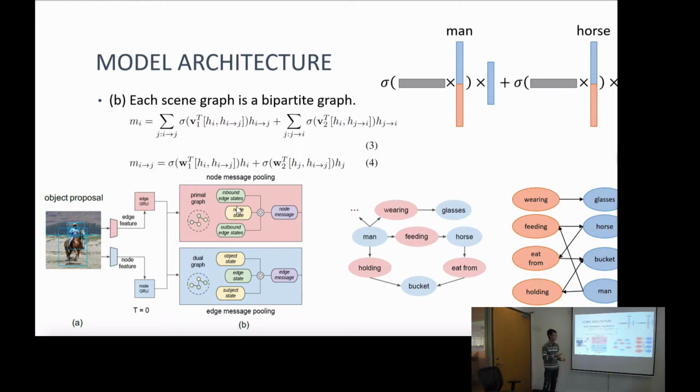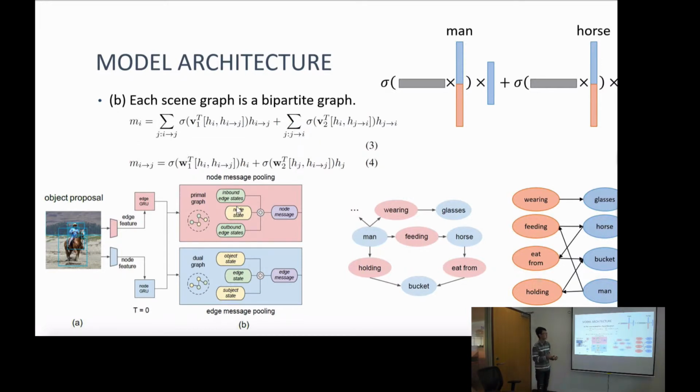Here, this is the input arrow, this is the output arrow, meaning that this is the representation of man, this is the representation of horse. And then this is the representation of feeding. And then we do some operation and obtain the ultimate representation of feeding. So what is this kind of operation? It's given by this formula.